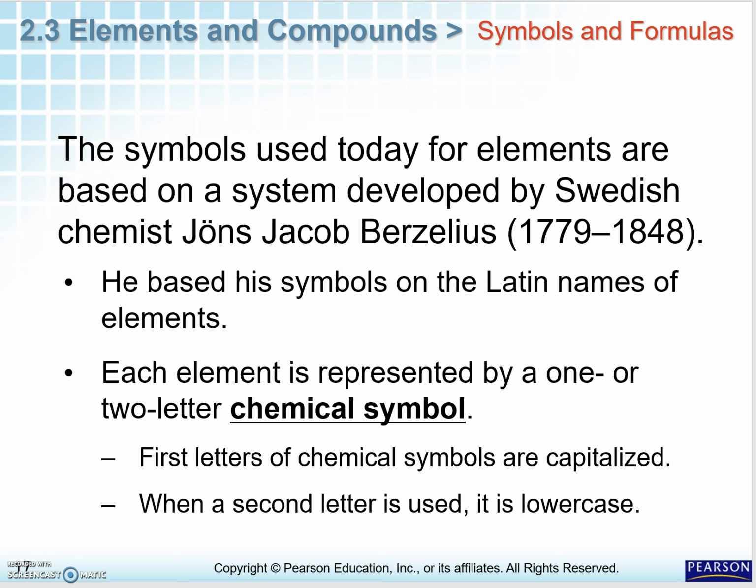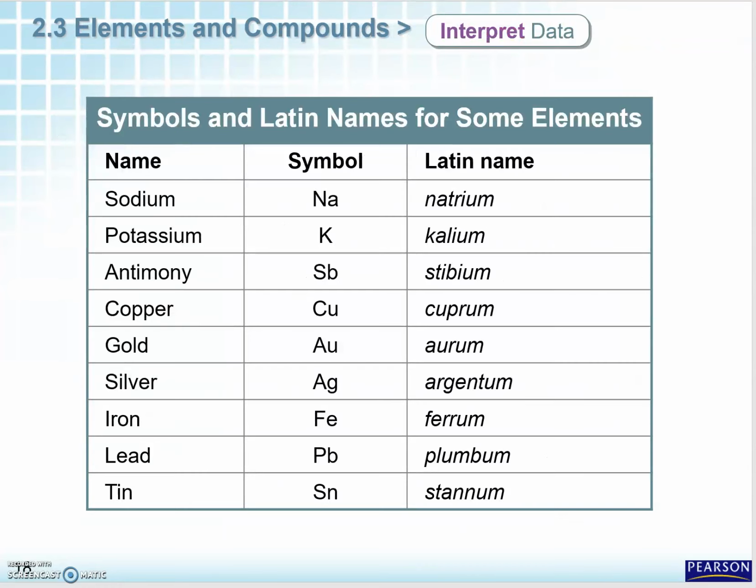The symbols that we're going to be talking about for the rest of the year come from the idea of the Swedish chemist, and I really wish I could say his name, but he uses the symbols of the Latin names of elements. That's why a lot of times whenever you look at them, they don't necessarily make sense. So each element is represented by either a 1 or 2 letter chemical symbol. The first letter is always capitalized. If there's a second letter that is used, it's going to be lowercase.